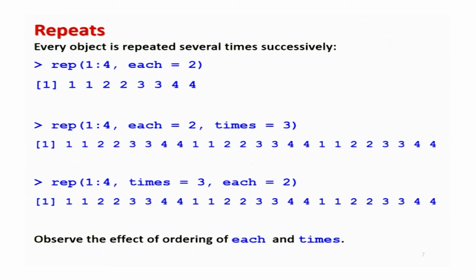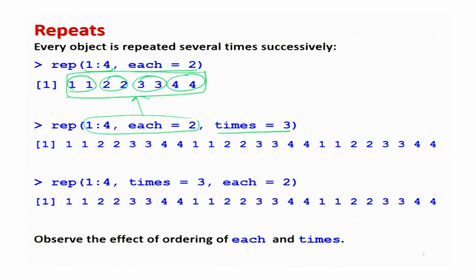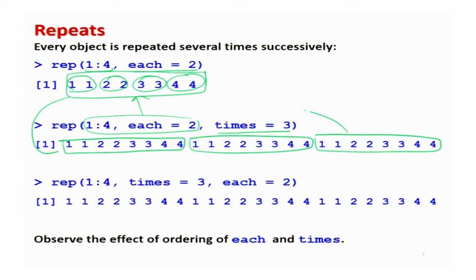Now I show you the outcome when you use each and times together. I take a sequence 1 to 4 and say each equal to 2, so every value 1, 2, 3 and 4 is repeated 2 times. Now I add the option times equal to 3. What will happen? First the each is executed and its outcome is given like this, and the same thing is repeated again 3 times.